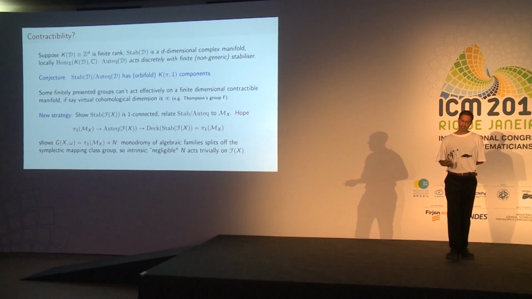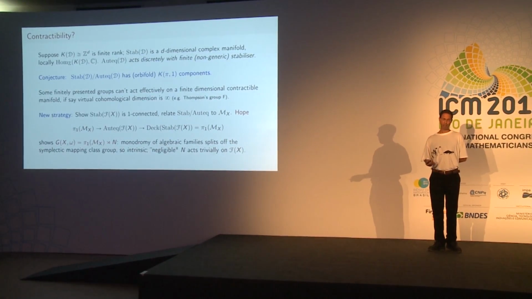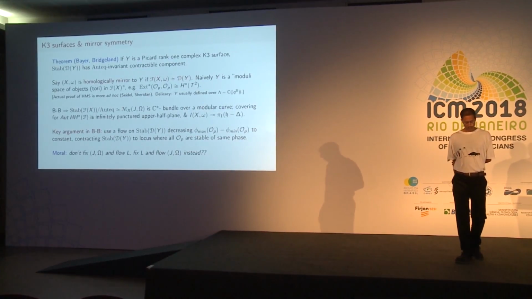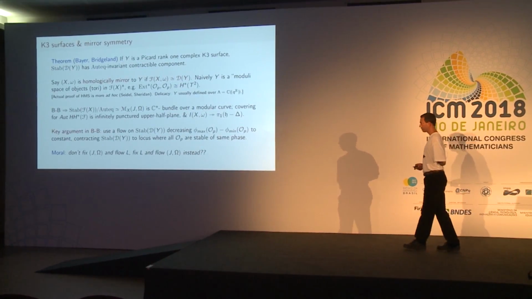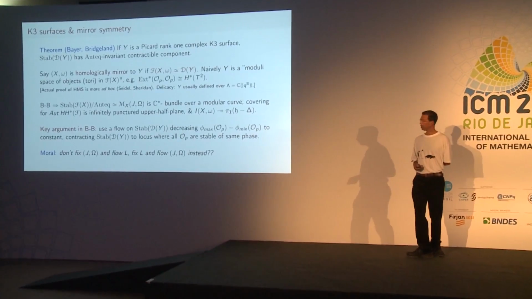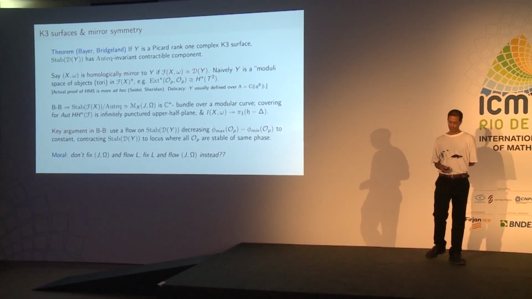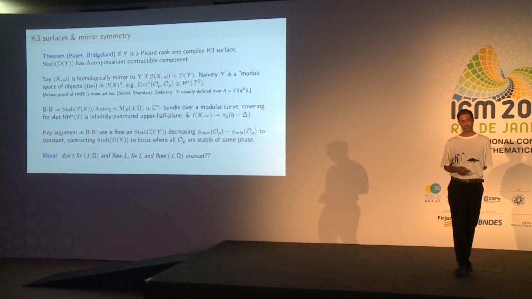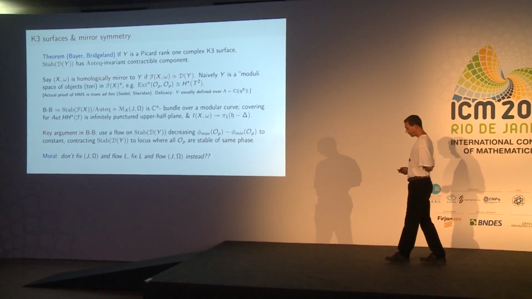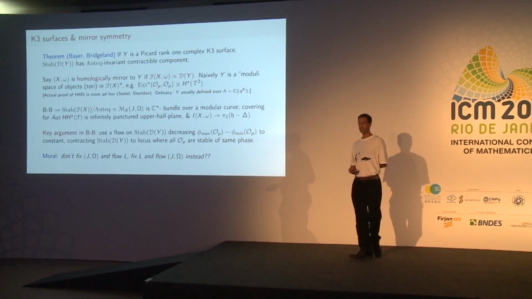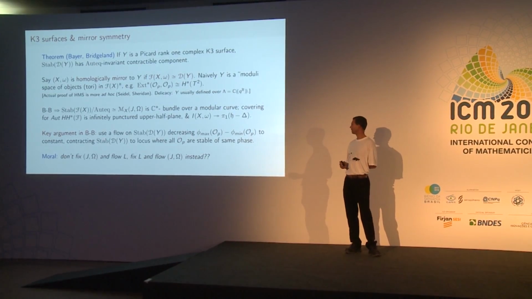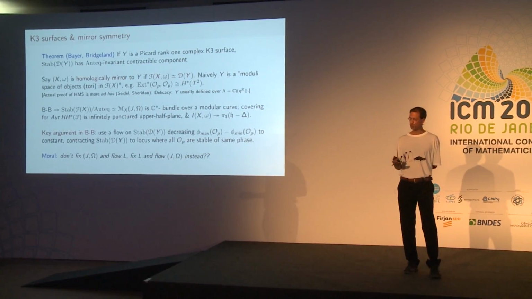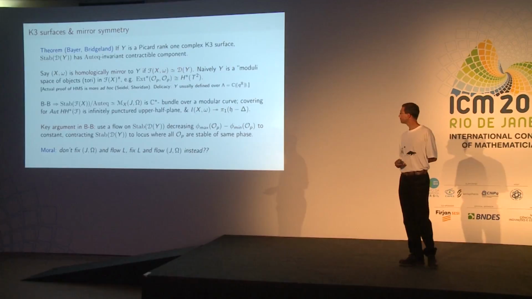Okay, so to use this idea, one has to be able to compute a space of stability conditions. There's a number of computations in the literature, of which the most beautiful is the theorem of Bayer, Bridgeland, and it applies in a slightly different setting. So it starts with a complex K3 surface of Picard rank 1, and it computes the space of stability conditions on its derived category of coherent sheaves. And it proves that it's contractible, or at least has an autoequivalence-invariant contractible component.